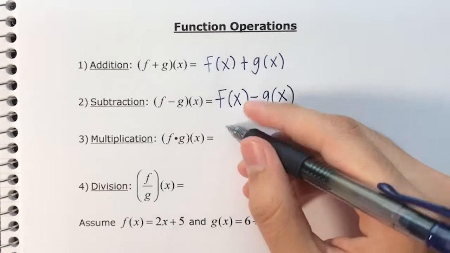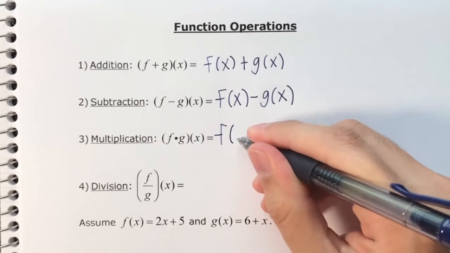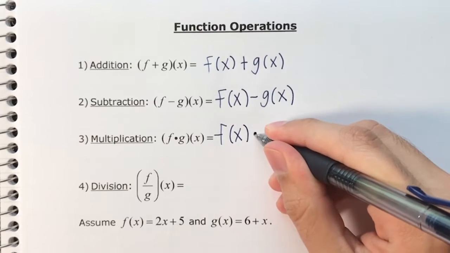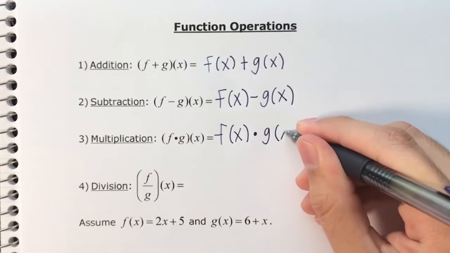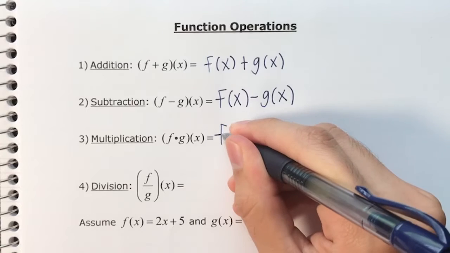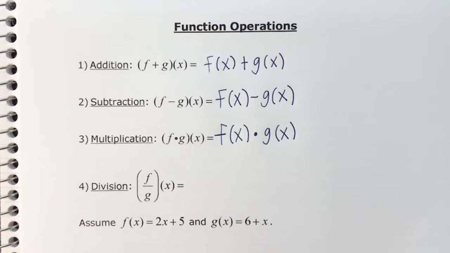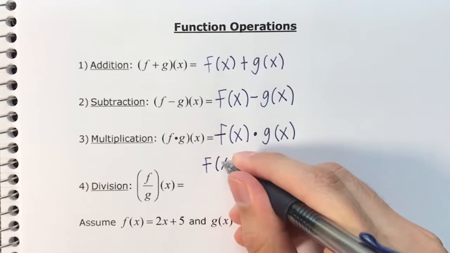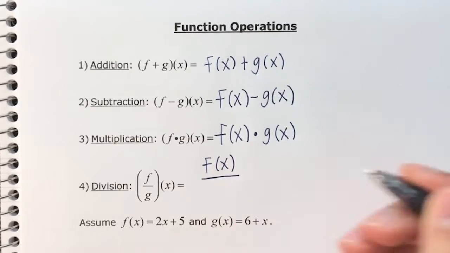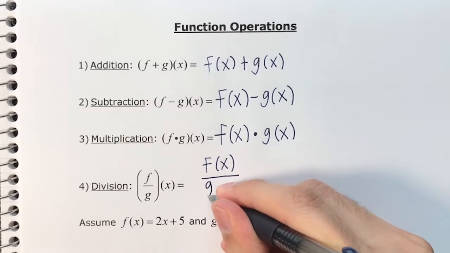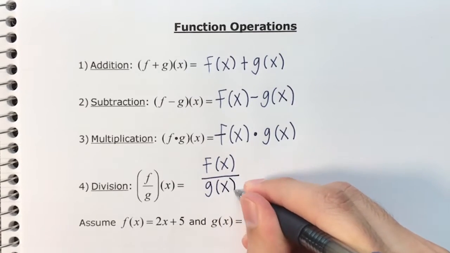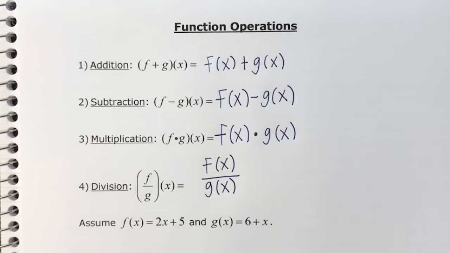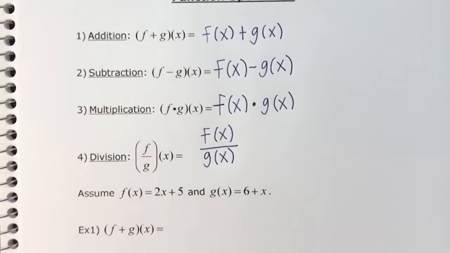Multiplication, and to multiply them, f of x times g of x. Division, we're going to have to divide them. F of x over g of x. Okay, so now what we're going to do is use these formulas to solve 4 examples, an example of each.